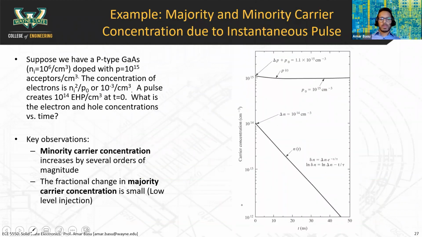Okay, so I'm just going to show you a typical example of how majority and minority carrier concentrations change due to an instantaneous pulse. So this example is gallium arsenide, by the way. It's not silicon like we usually do, just so you can see that this effect happens in different materials. So suppose we have a P-type gallium arsenide material. So the gallium arsenide actually has an intrinsic carrier concentration of 10 to the 6th per centimeter cubed. A lot smaller than silicon. Silicon is 1.5 times 10 to the 10.